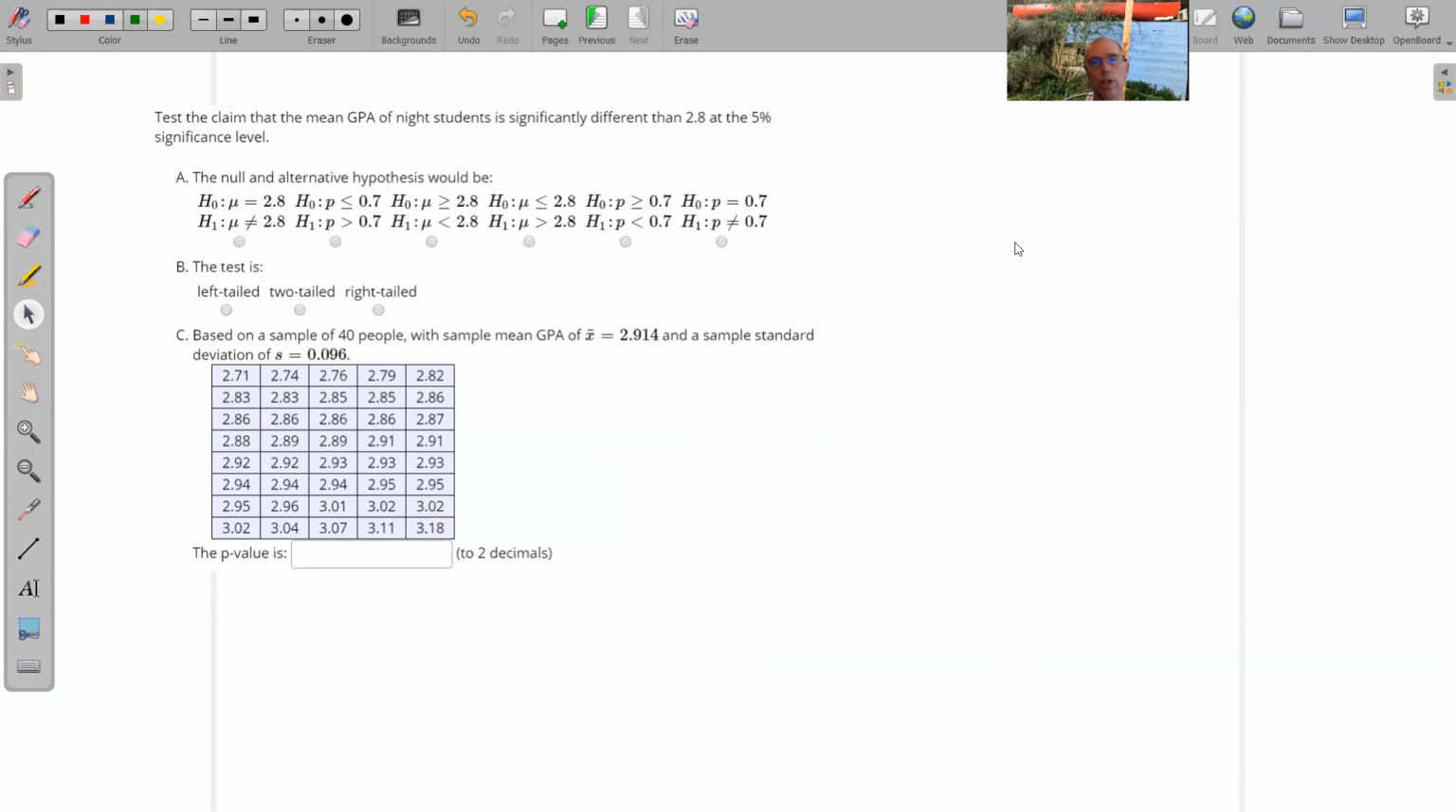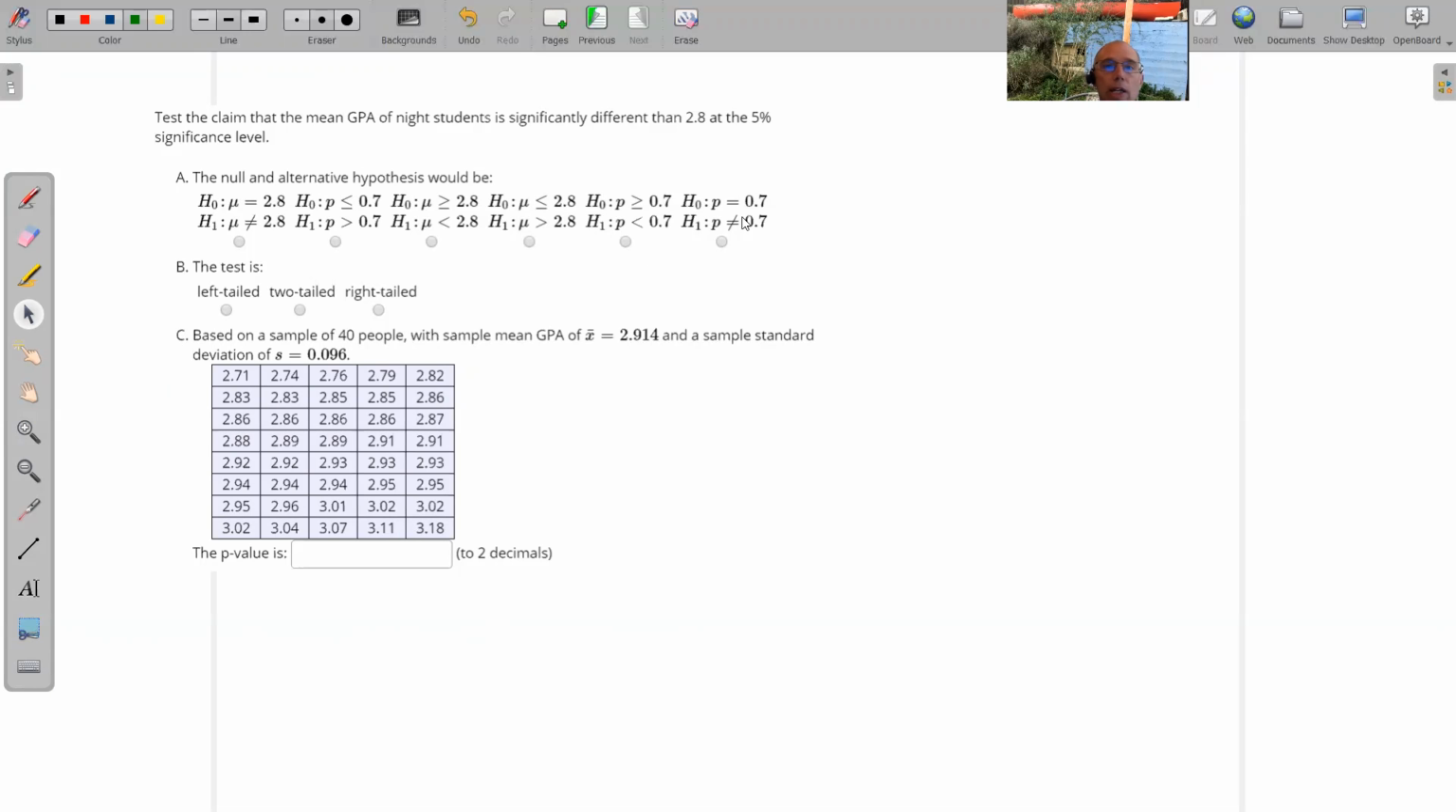All right, so according to my cheat sheet flowchart there, I have, let's see, how many people? 40. Okay, that's not small, but anywhere in here, do you see the standard deviation of the population is blah, blah, blah? So let's read it again. Test the claim that the mean GPA of night students is significantly different than 2.8 at the 5% significance level. And they say, pick the hypotheses. Is it left, right, or two-tailed? And then there's 40 people here with a mean of 2.914 and a standard deviation of 0.096. Nowhere here does it say anything about the standard deviation of the population, which even though the sample size is greater than 30, I have to use a t-distribution.